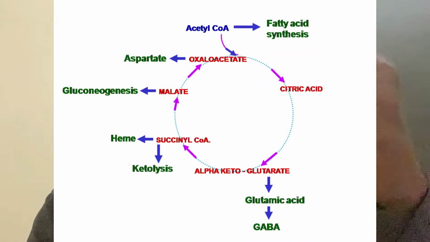For example, oxaloacetate and pyruvate are interconvertible. Pyruvate carboxylase enzyme is used to convert pyruvate to oxaloacetate. Like that, glutamate can be formed by transamination. The alpha ketoglutarate can be converted to glutamic acid, and that glutamic acid can be utilized for synthesis of gamma aminobutyric acid, GABA. So that is anabolic. The synthesis of GABA has a very important role played by the citric acid cycle.